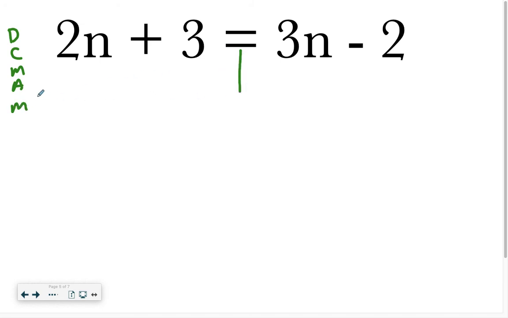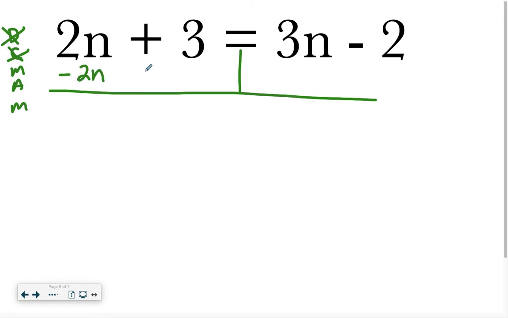I'm going to start by asking, is there anything to distribute? No, not yet. Is there anything to combine on either side? Nope. Move my variable. So like I said, I usually move the one that's the smallest number. So here I have a 2, here I have a 3. So I'm going to move the 2n. Right now it's a positive 2n, so I'm going to say minus 2n, minus 2n.